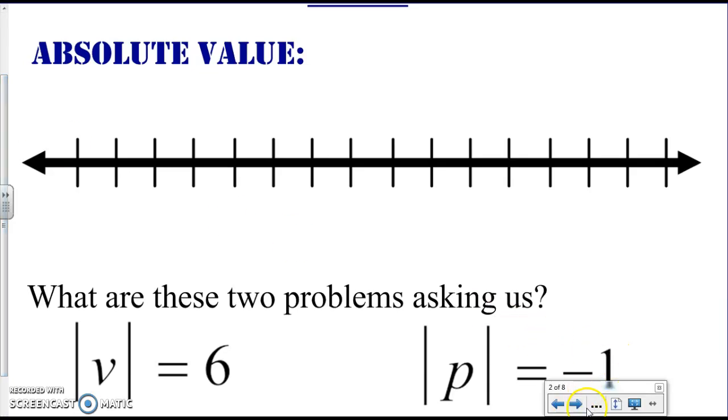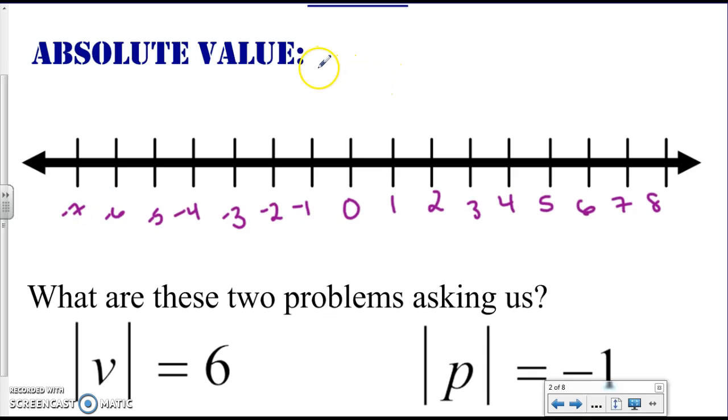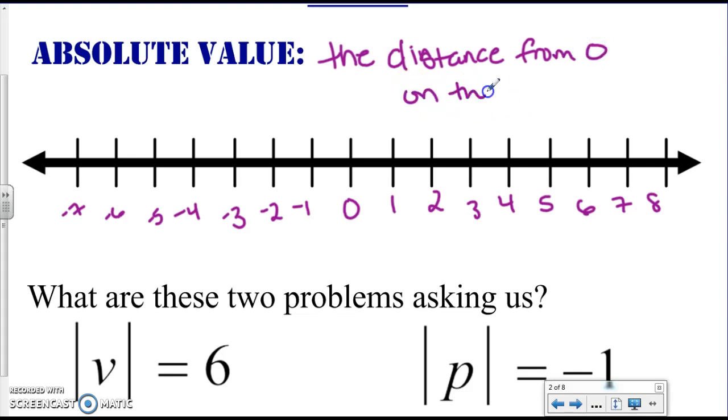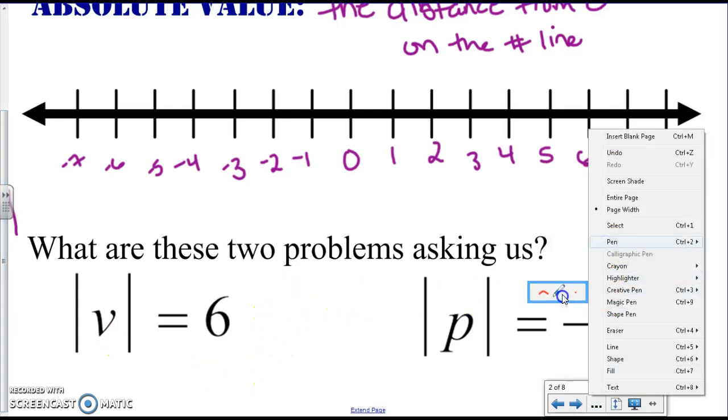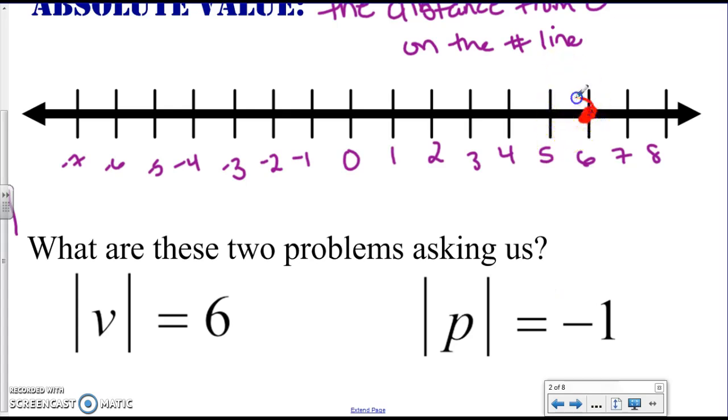Absolute value, the definition has to do with the number line. If I were to number these, we have our negatives and our positives. The definition of absolute value is the distance from zero on a number line. If I asked you to find the absolute value of 6, I want to know how far 6 is from 0. Here's 6. If I count, we're back 1, 2, 3, 4, 5, 6. The absolute value of 6 is actually 6.